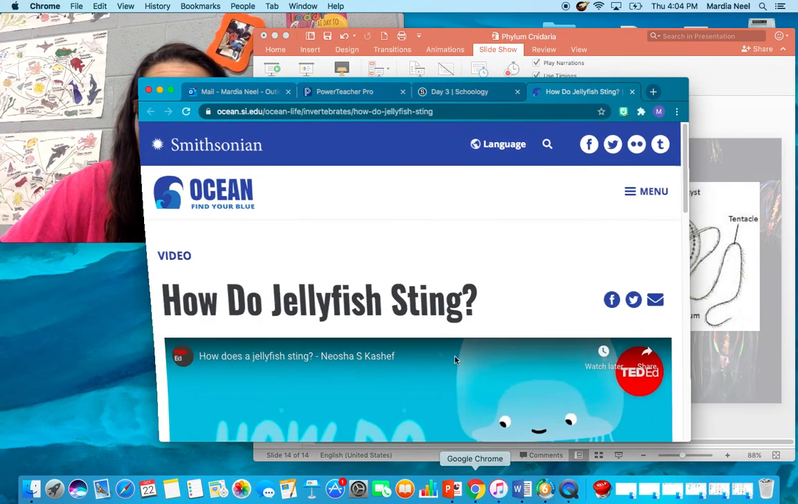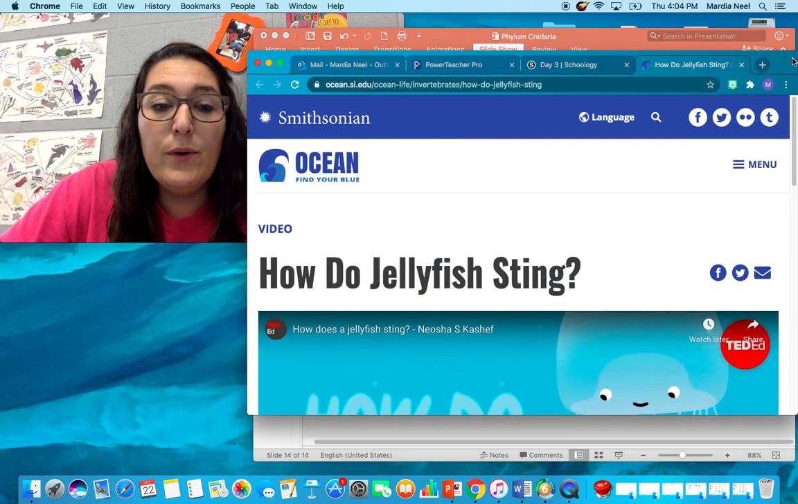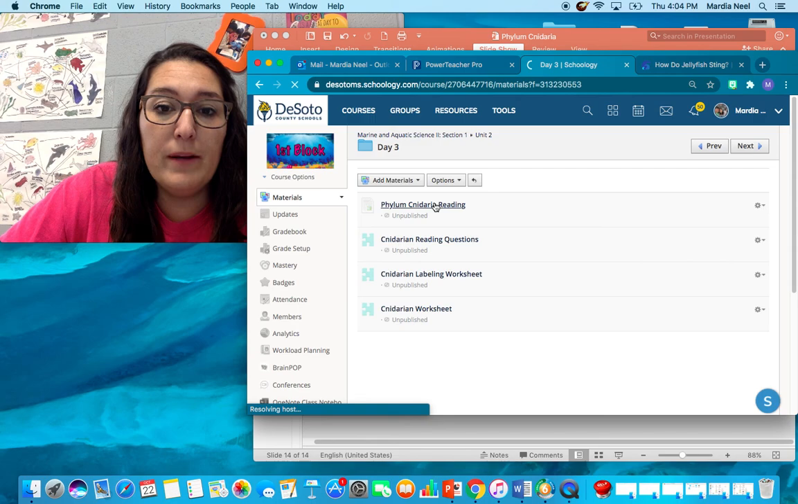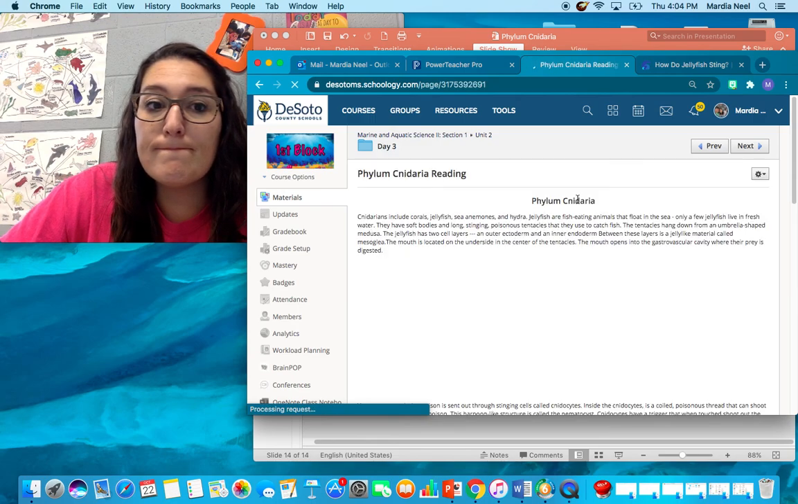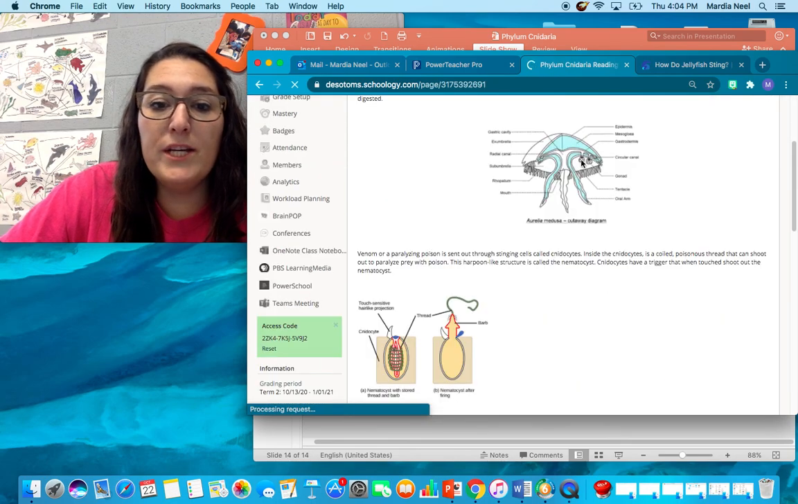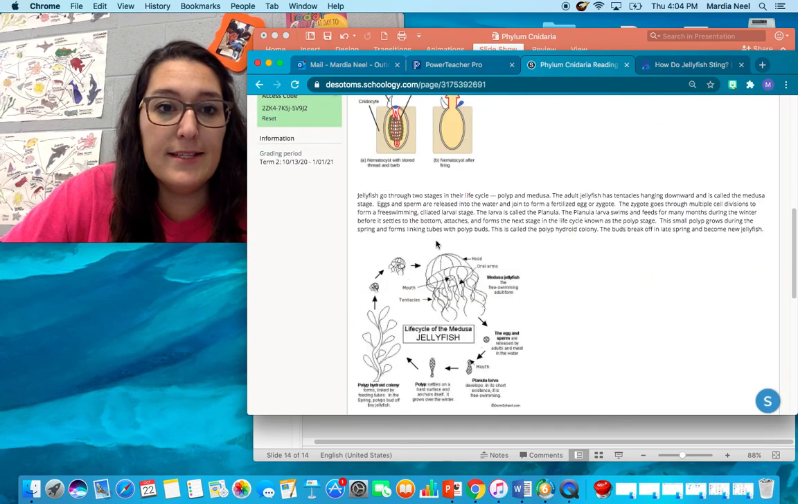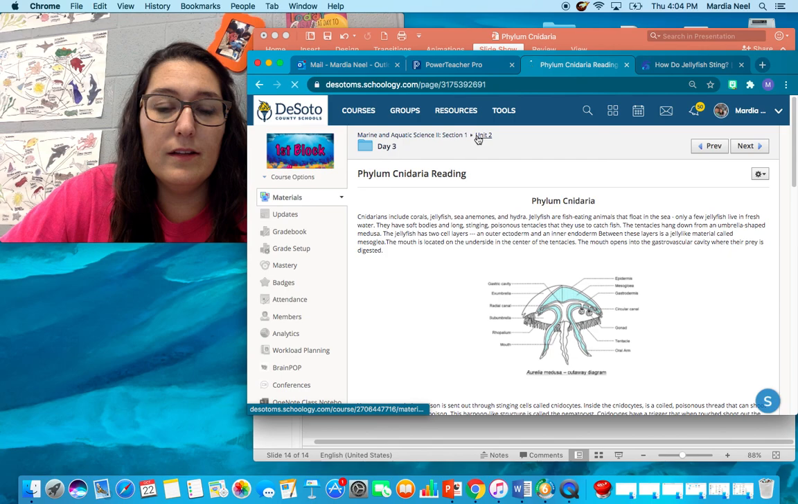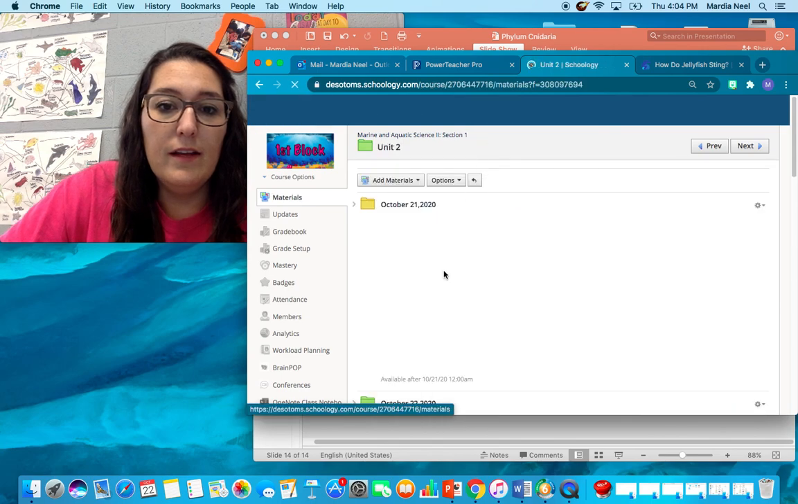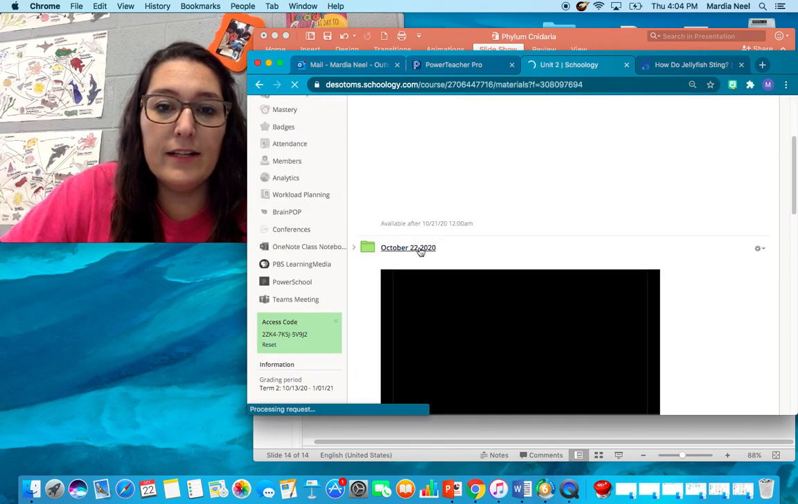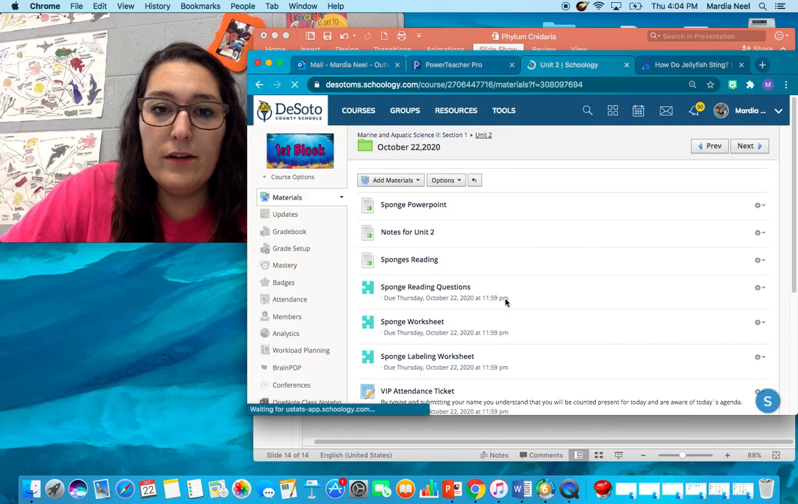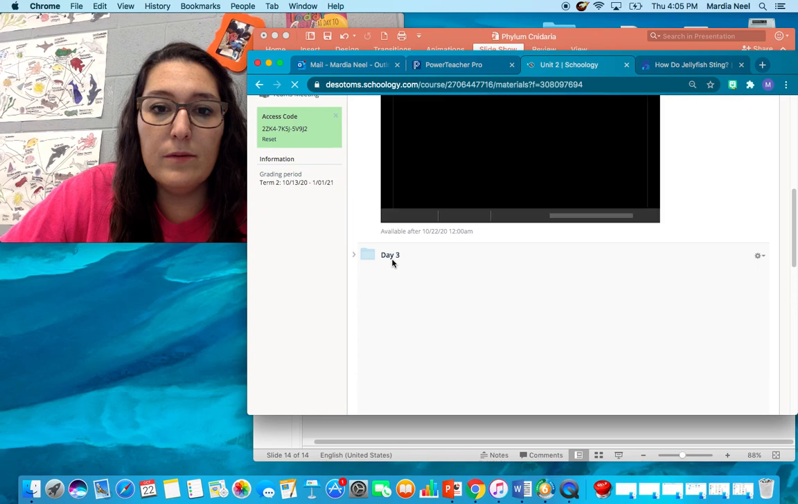Today on Schoology, you don't have much work. You have the same setup that you had yesterday. You have an article to read about Cnidaria with pictures included. Miss Neal's getting pretty good at this. So this one has all of the pictures included. Oh dear, sorry, I clicked all the way back. And that's a sponge. We're not on October 22nd. We're on October 23rd.